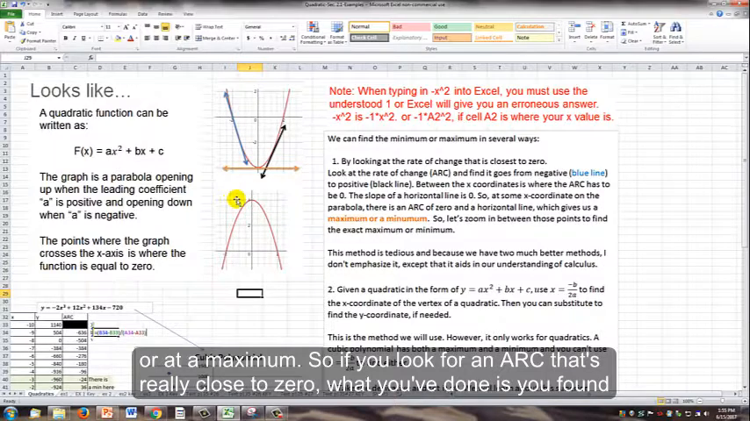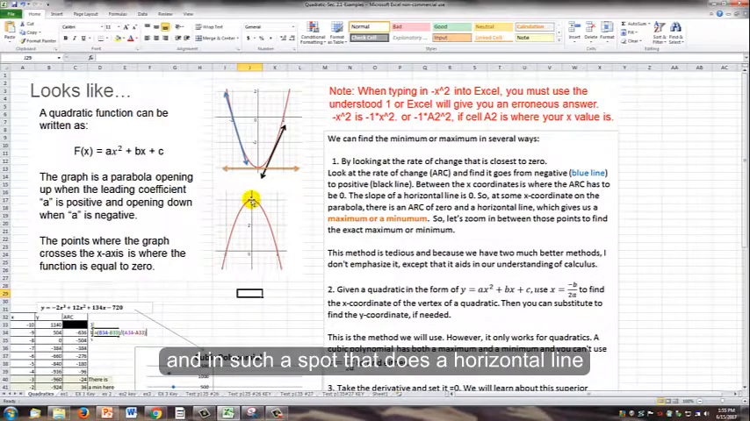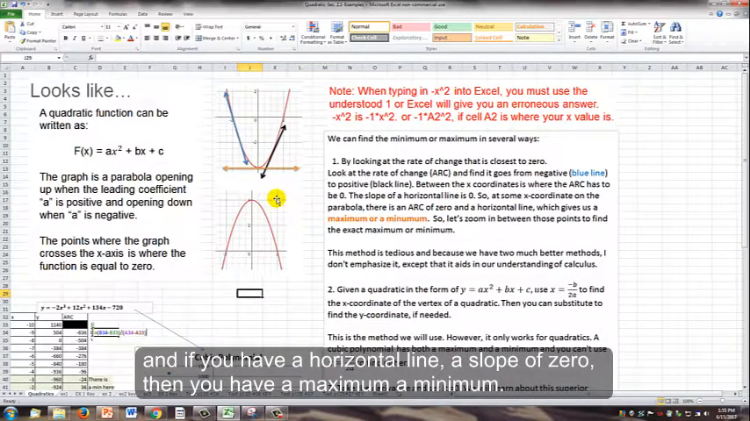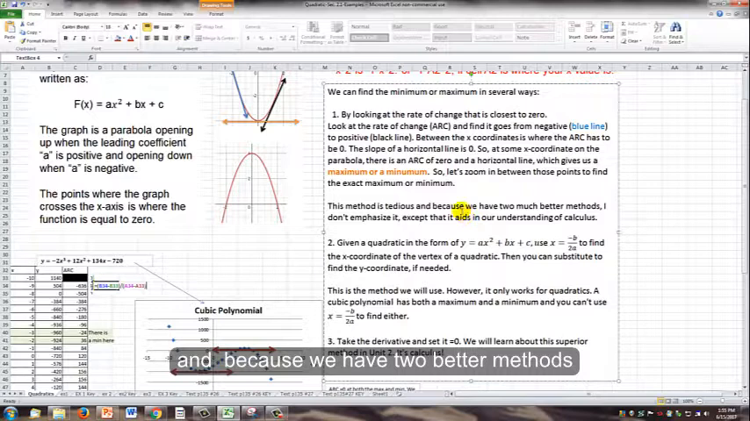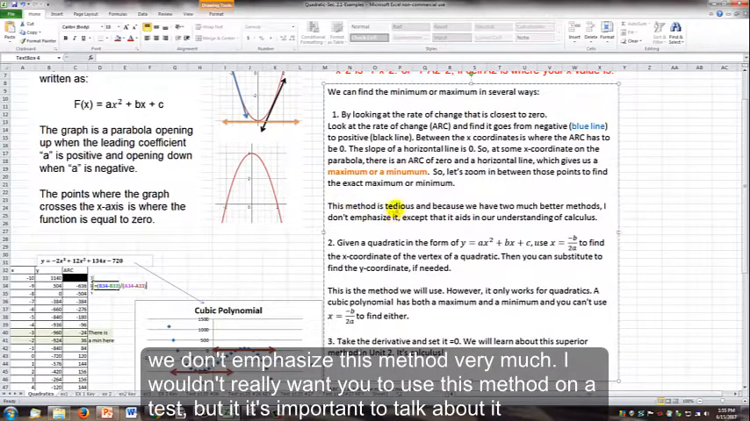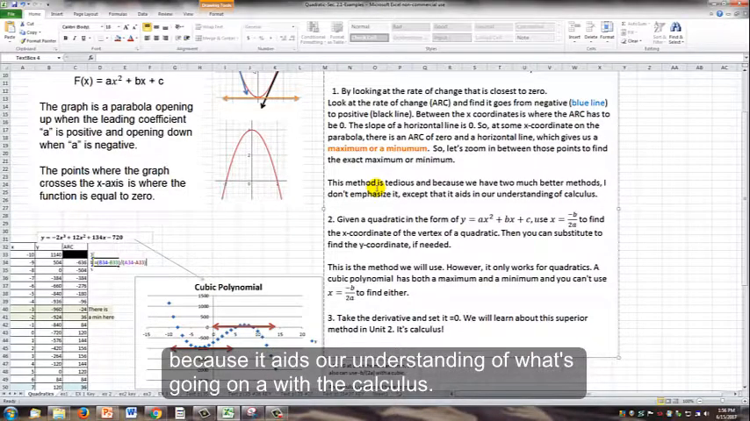So if you look for an arc that's really close to 0, what you've done is you've found 2 points that are so close together and in such a spot that there's a horizontal line. And if you have a horizontal line, a slope of 0, then you have a maximum or minimum. This method is very tedious, and because we have two better methods, don't emphasize this method very much. I wouldn't really want you to use this method on a test, but it's important to talk about it because it aids our understanding of what's going on with the calculus.